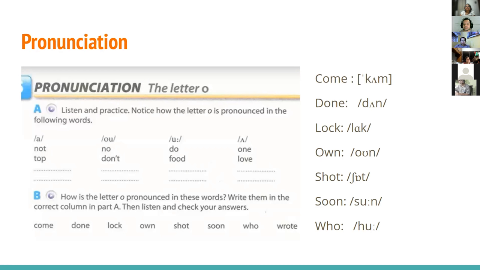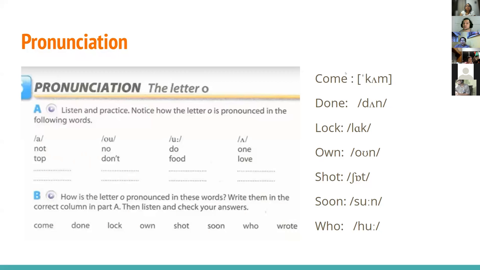Entonces, es una O, pero tiene diferentes tipos o cómo pronunciarla. In this case, these are not letters. These are sounds. These are phonemes. Siempre que vean esto en un diccionario, son fonemas y es como se pronuncia la palabra en fonemas. Tendríamos que aprender los fonemas para saber cómo se pronuncian, pero that will be just like an extra. Now we will try to pronounce these words, right?